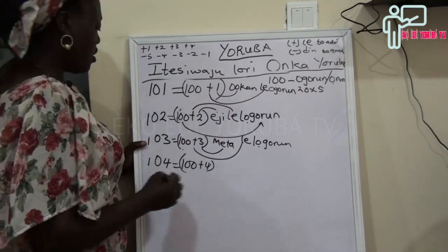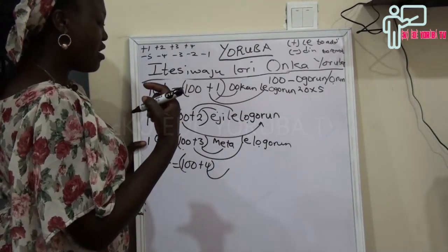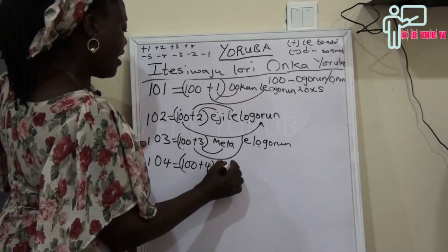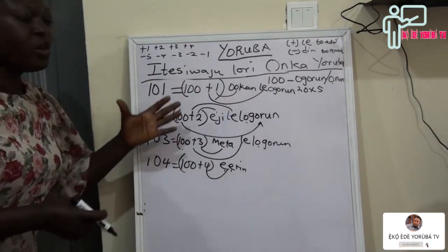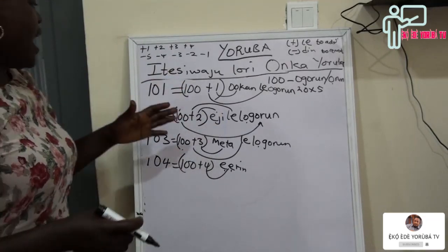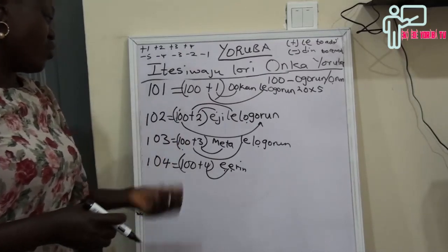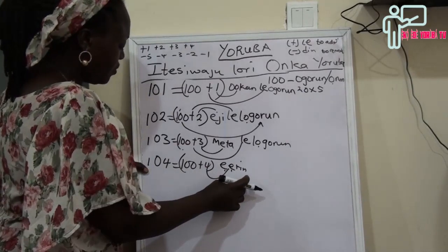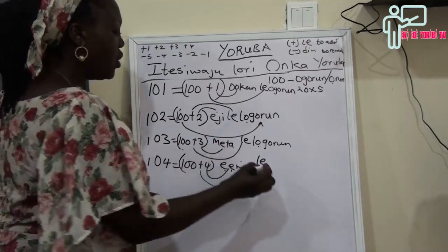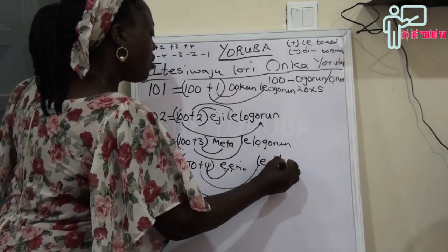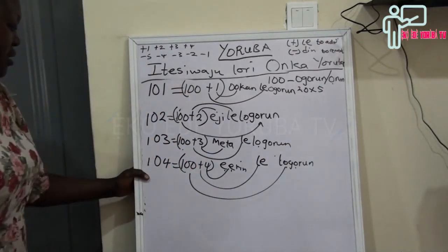100 plus 4. It means, let's use ẹ̀rin. You can remember that a, e, i, o, u, and the consonant letters, we still make reference to it. Ẹ̀rin, ẹ̀rìnlé, lé lọ́gọ́rùn-ún. You can see it.